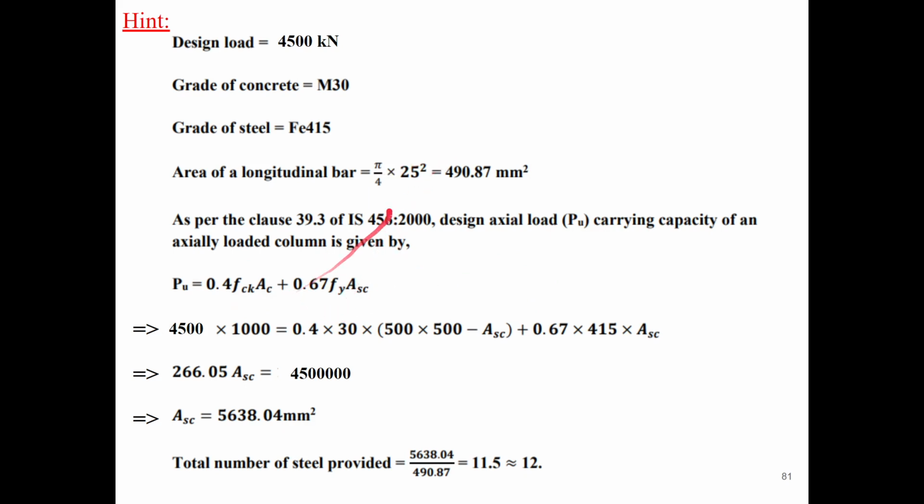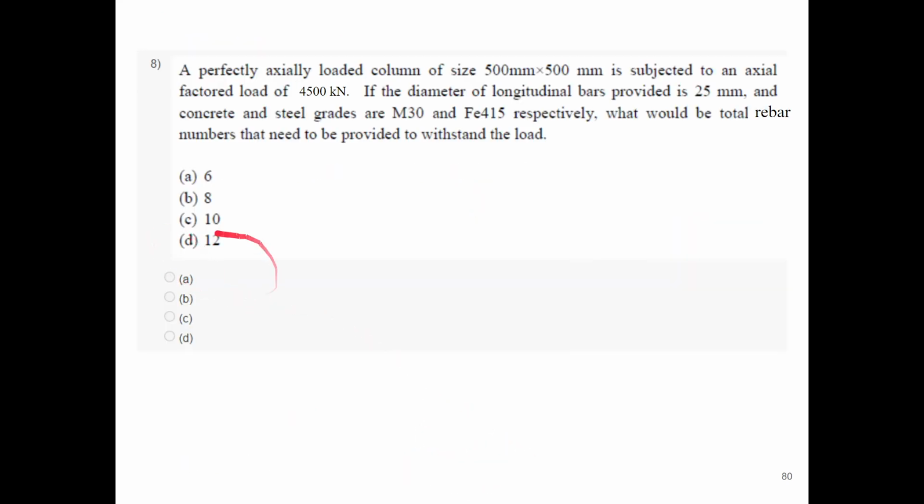Putting the values, we will get the value of Asc. Asc is basically 5638.04 mm square, and area of one longitudinal bar is 490.87, right? So number of steel bars required will be 5638.04 divided by 490.87, which comes to be 11.5, or rounding it off, it becomes 12. So D, 12 is the correct option. As you can see, D is the correct option, which is 12.